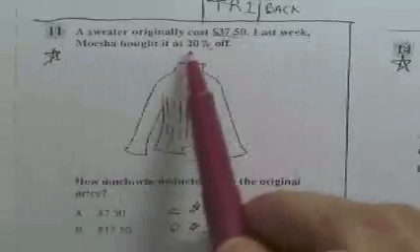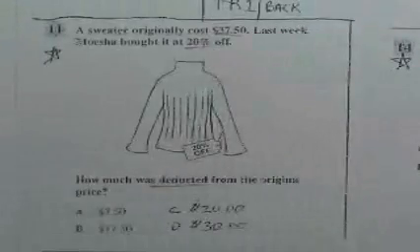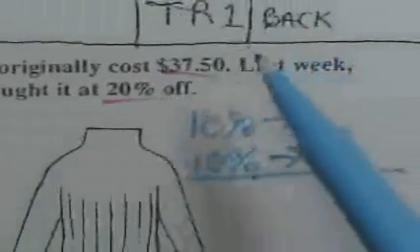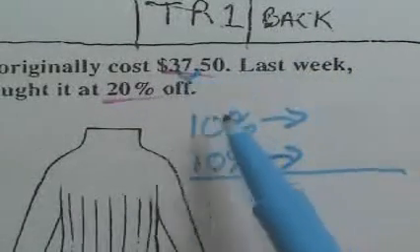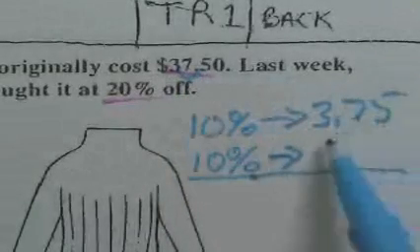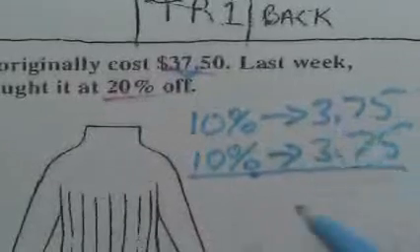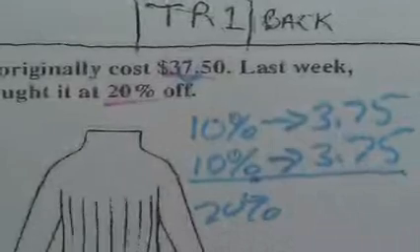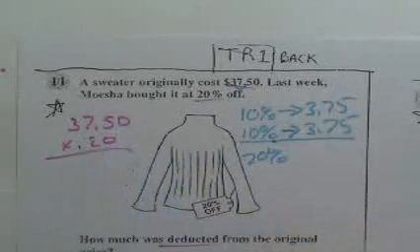Number 11, a sweater cost $37.50. She bought it for 20% off. How much was deducted? So in other words, what's 20% of $37.50? Remember, to find 10% of a number, you just move the decimal over one space. So really, 3.75 is 10%. Okay, and so you would add those together, and that would give us 20%. You can do this method, or you can just multiply by 0.20.